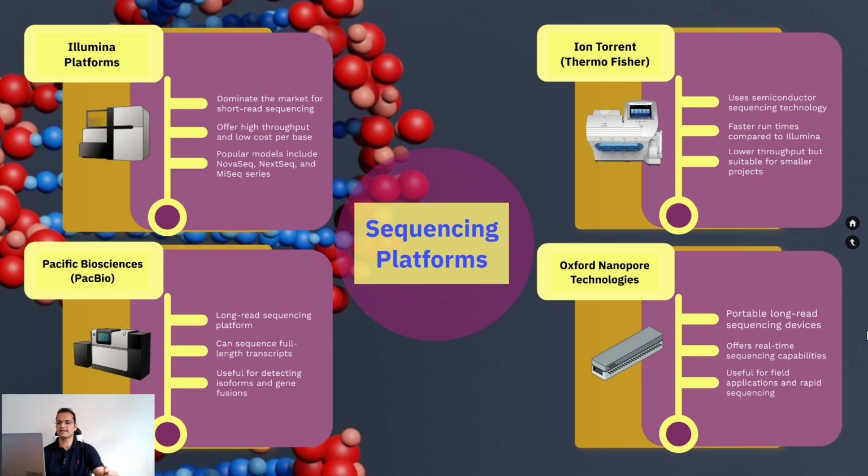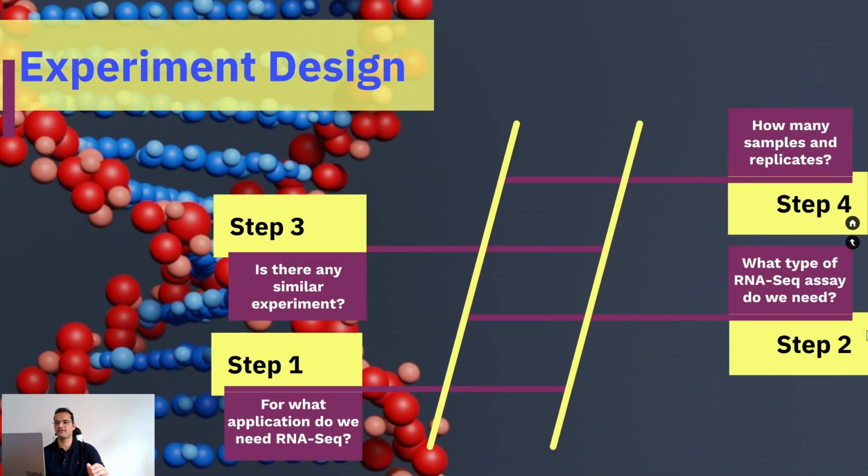When we want to do RNA-Seq experiments, at first we have to design our experiment. To do that, we have to ask some questions. The first question we should ask is, for what application do we need RNA-Seq? For example, we want to profile gene expression of a sample, or we want to identify novel transcripts. After that, the second question comes. The second question is, what type of RNA-Seq assay do we need? For example, we need whole transcriptome sequencing, or single-cell sequencing, or another type of assay.